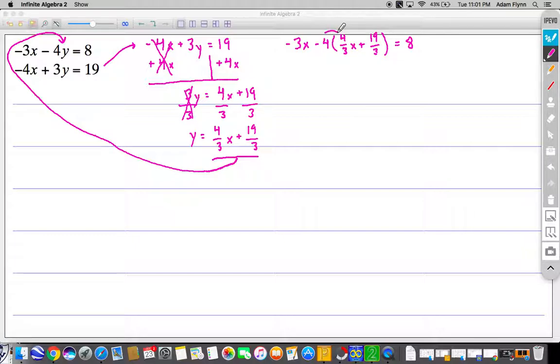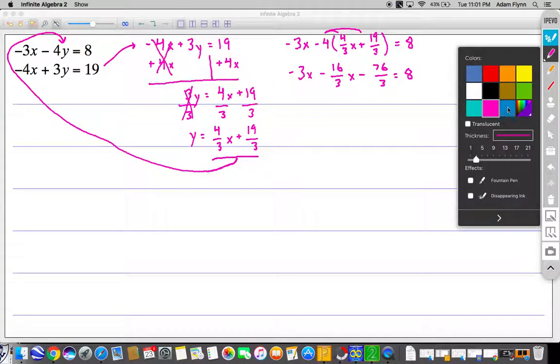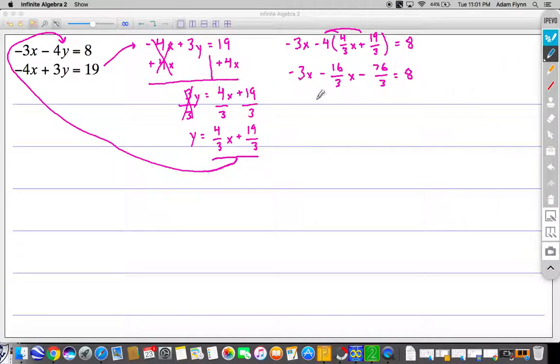So we'll distribute this negative 4 to both sides. So we get negative 3x minus 16 over 3x minus 76 over 3 equals 8. Okay, so we'll combine like terms, and when I'm combining like terms, I'm going to have to do a little bit of mental math. So I'm going to write this down in a different color.